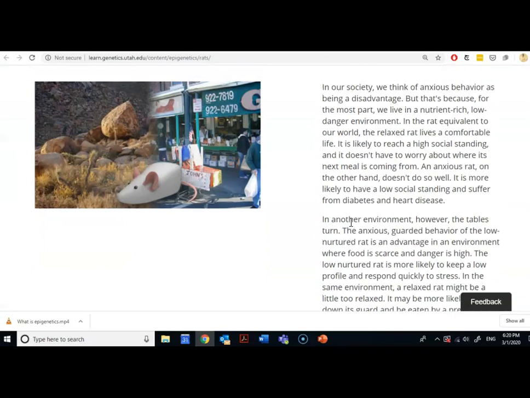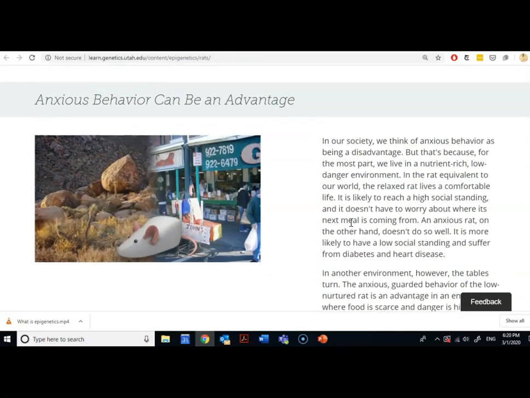This depends on the environment and depends on the situation. It's not that the anxious rat is good or bad. It depends on the environment.